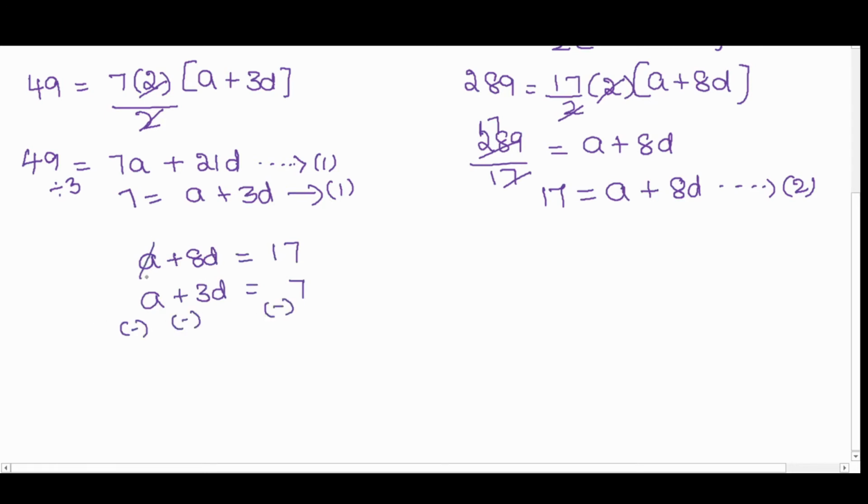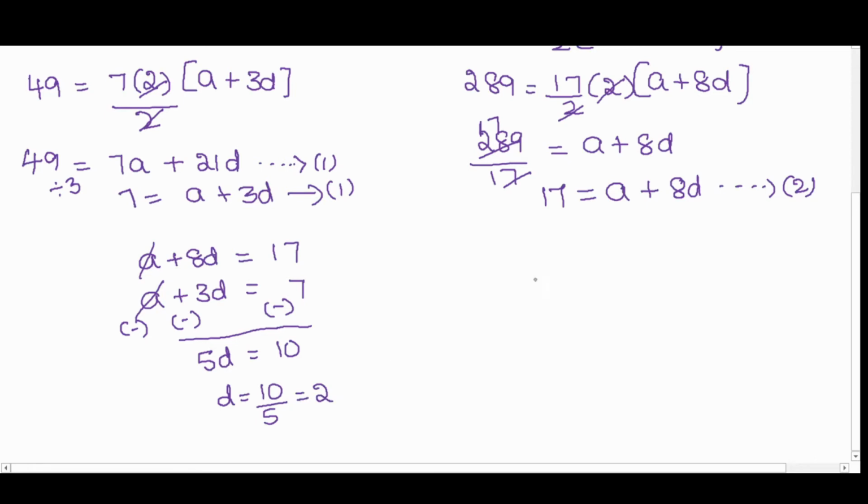A and minus A get cancelled. 8D minus A is 5D, which is equal to 10. And D is equal to 10 by 5, which is equal to 2. So the D value is 2 there.